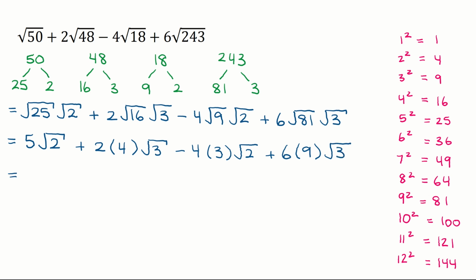Let's simplify this even more by multiplying. So the 5 root 2 stays as is. 2 times 4 is 8 root 3. 4 times 3 is 12 root 2. And 6 times 9 will be 54 root 3.